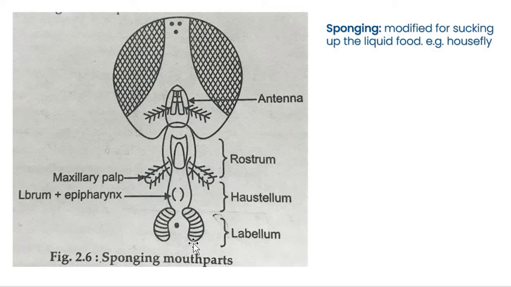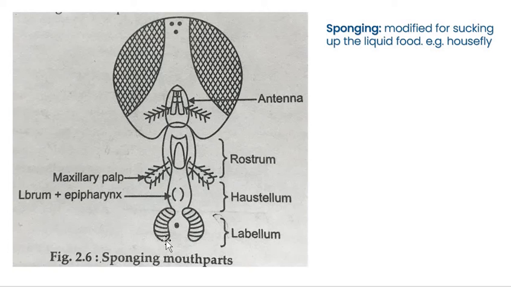Here the distal labellum constitutes two expanded lobes or labellae. Here you can see the labellar structure, which is provided by small canals, small tubules. Such canals are useful for sucking up the liquid food material. Now, this is the sponging type of mouth parts.